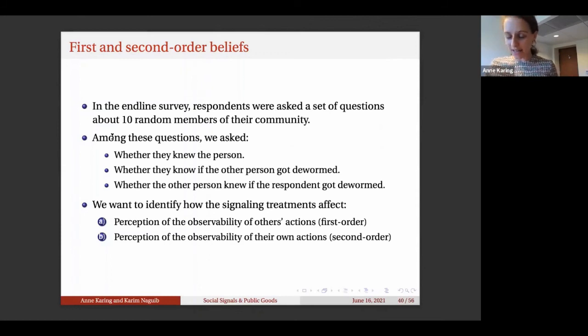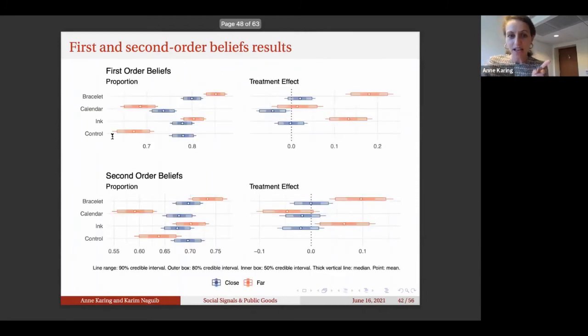So meaning at end line, we asked individuals, about 10 other people in their community, whether they knew that they came for deworming treatment and whether they thought that they knew that they came for deworming treatment. So I'm talking very fast, but basically it's first and second order beliefs that we're trying to elicit at end line. So what I'm showing you here is the results from both of them.